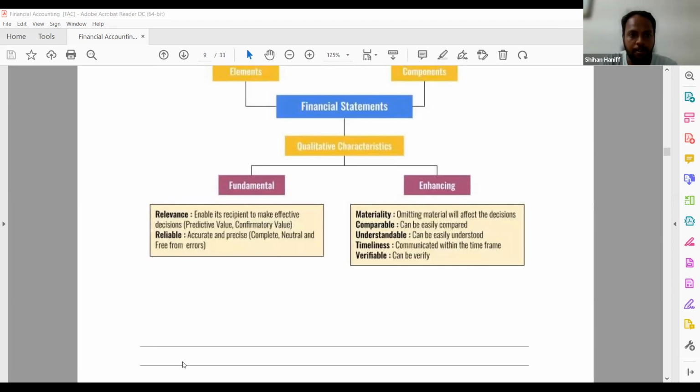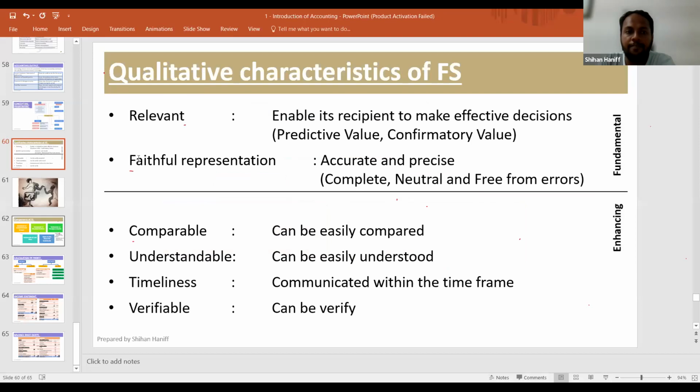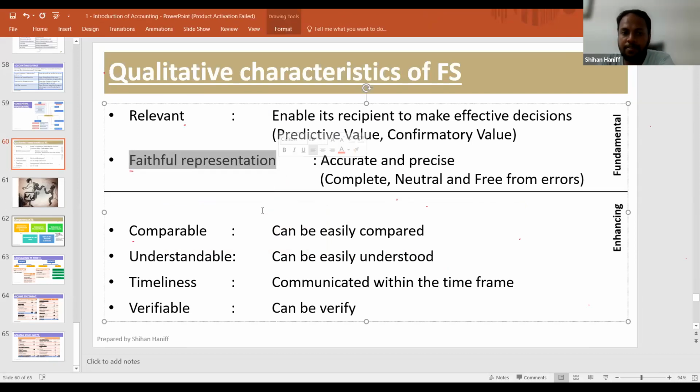Change. So, right. Relevance and faithful representation. We don't call it reliable now. It is called faithful representation. Relevance and faithful representation.